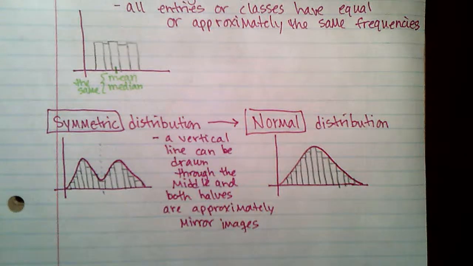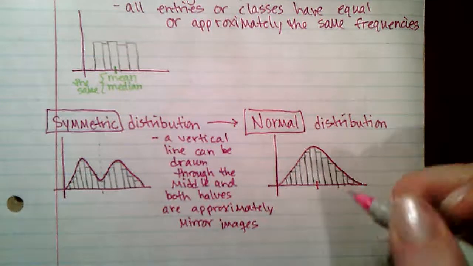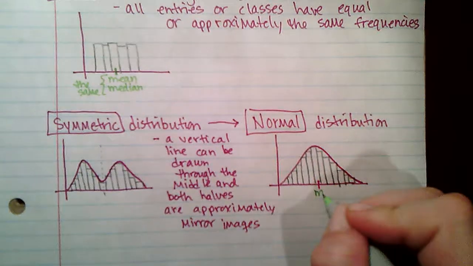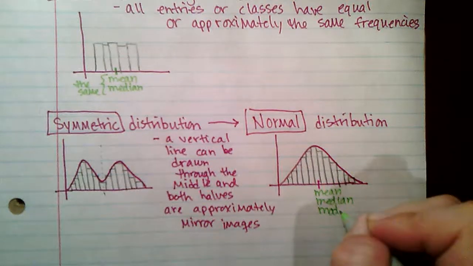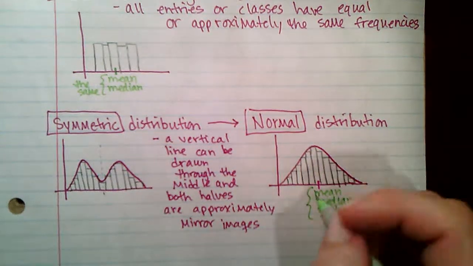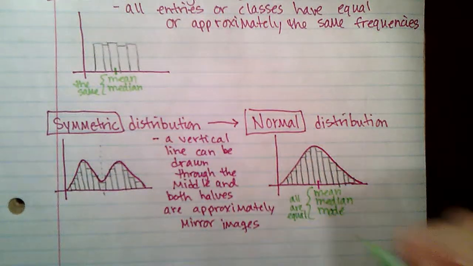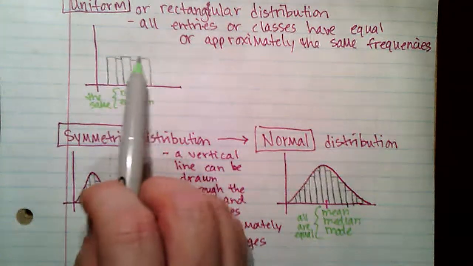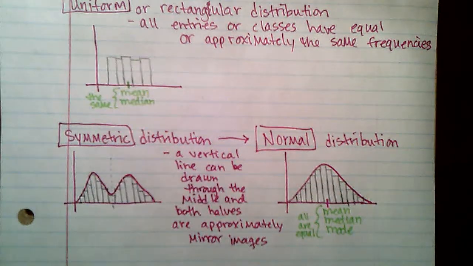Now, in a normal distribution, right here in the center is where we will find the mean, also the median, and the mode. So in an actual normal distribution, all three of these are equal. Now, in my rectangular or uniform distribution, there would possibly be no mode because they could all be the same frequency. So that's why I did not label mode there.